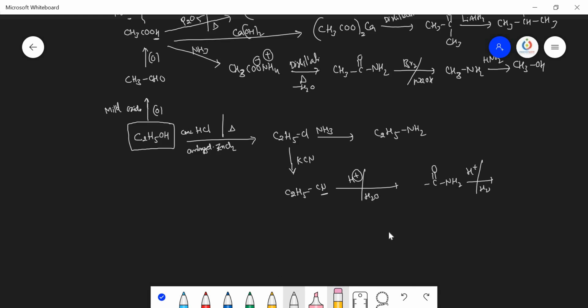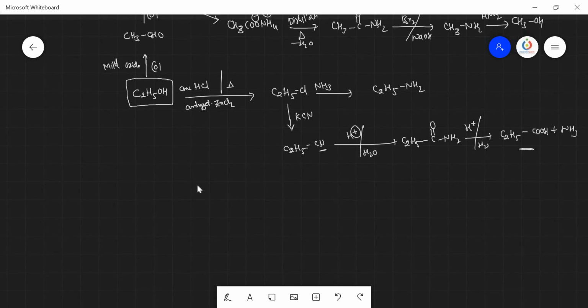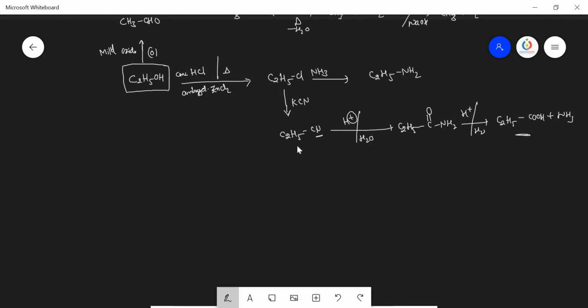Here I wrote wrong. So you will get the carboxylic acid plus ammonia. So once cyanides undergo acid hydrolysis, you can directly give this product. Amides are not required, but actually amides are the intermediate in between the products.